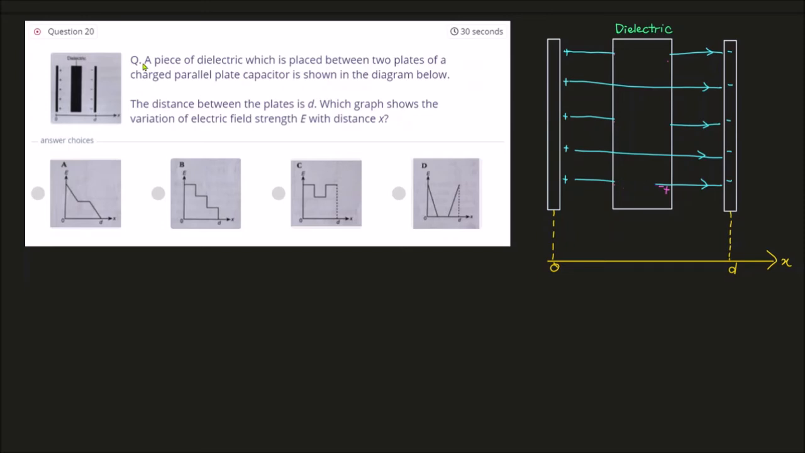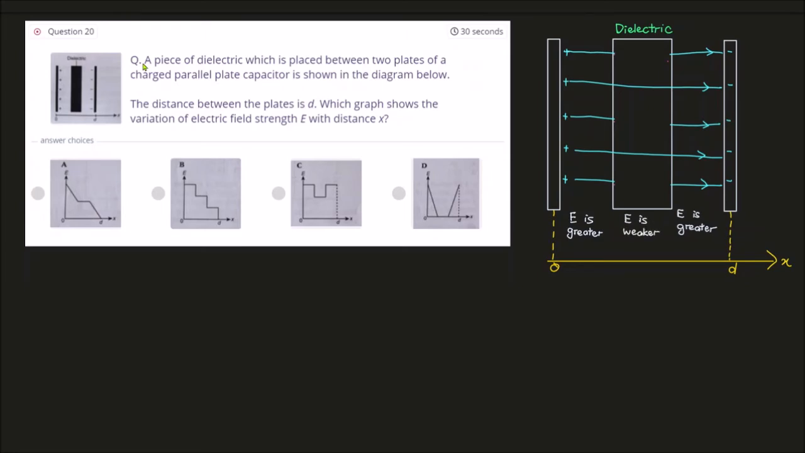So if that's the case, we can see that there's fewer arrows in the dielectric compared to outside of the dielectric. So what conclusion can we make here? If we can see more lines over here, it means the density of electric field lines is greater. Density of electric field lines is greater means the E is greater over here. The magnitude of the electric field is greater over here. But within the dielectric, the electric field is weaker.